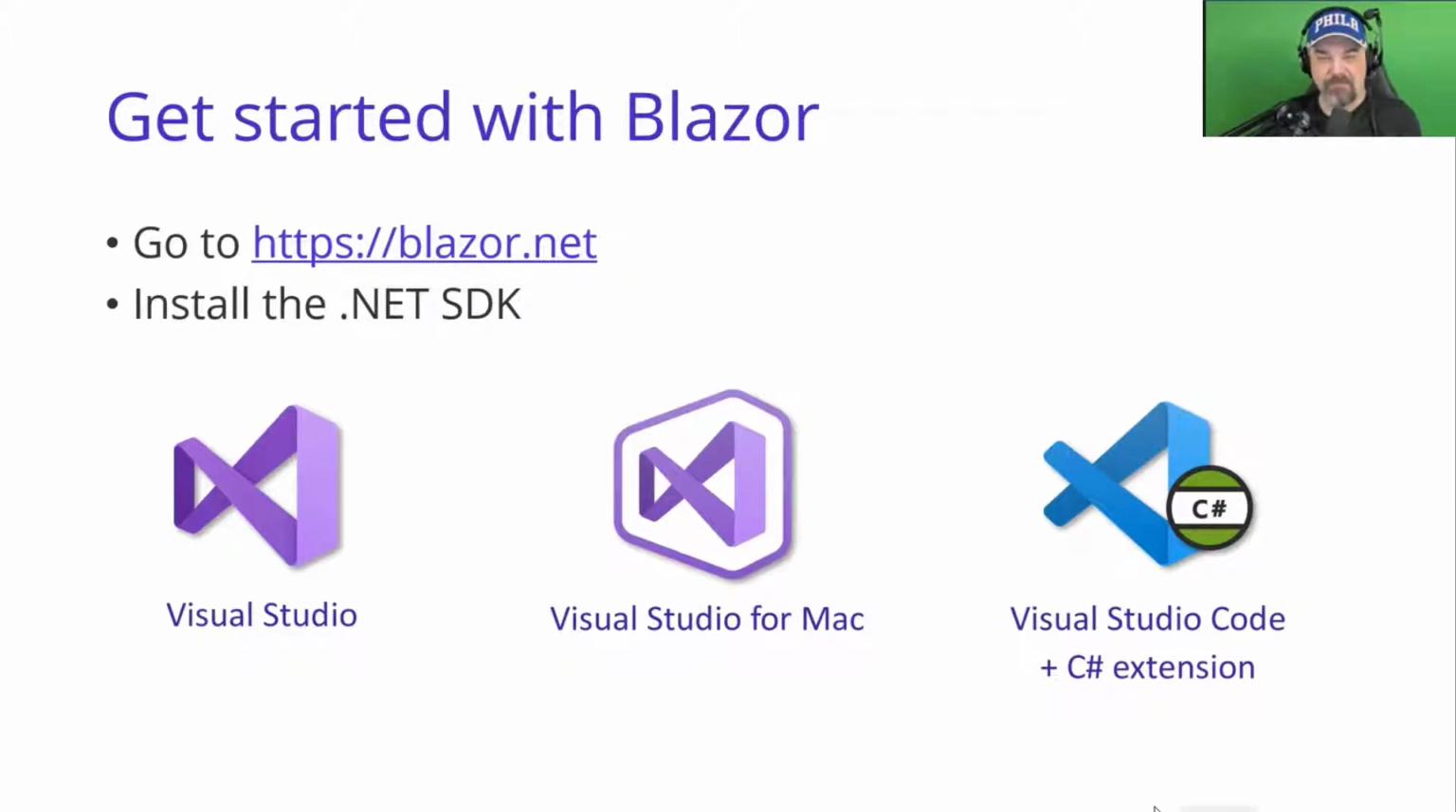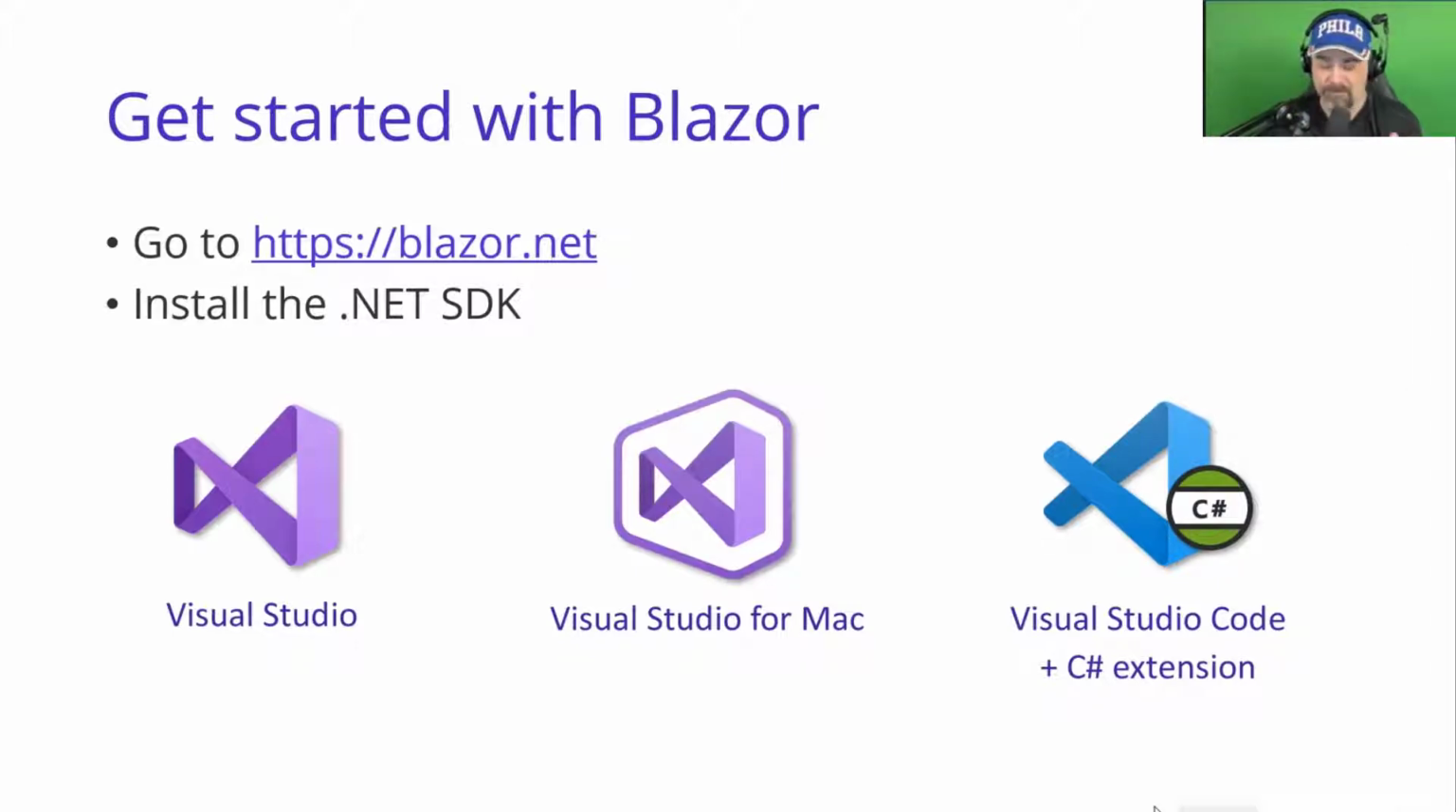How do you get started with Blazor? Real easy. Go to www.blazor.net. We didn't even put the www on the slide, but blazor.net. Install the .NET 6 SDK. If you're watching this after .NET 6 was released and there's a new version of .NET, yes, .NET 7, .NET 8, .NET Foo, go to blazor.net and you'll be able to install that SDK.